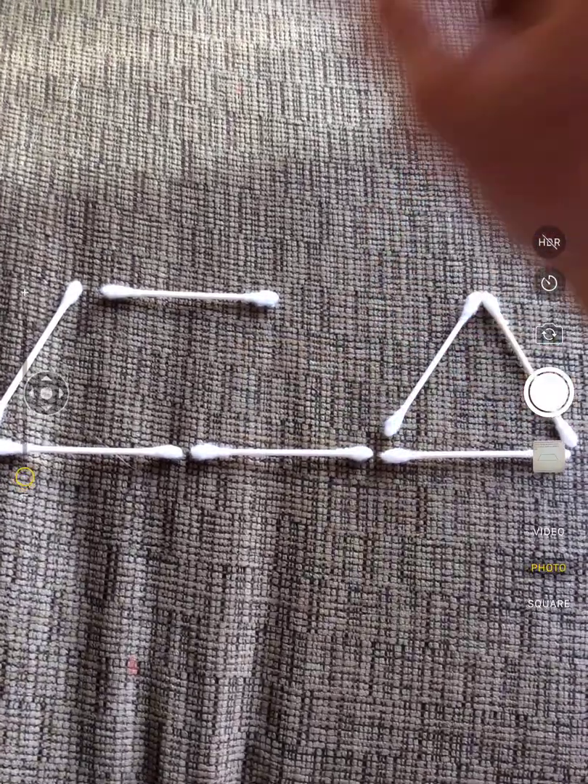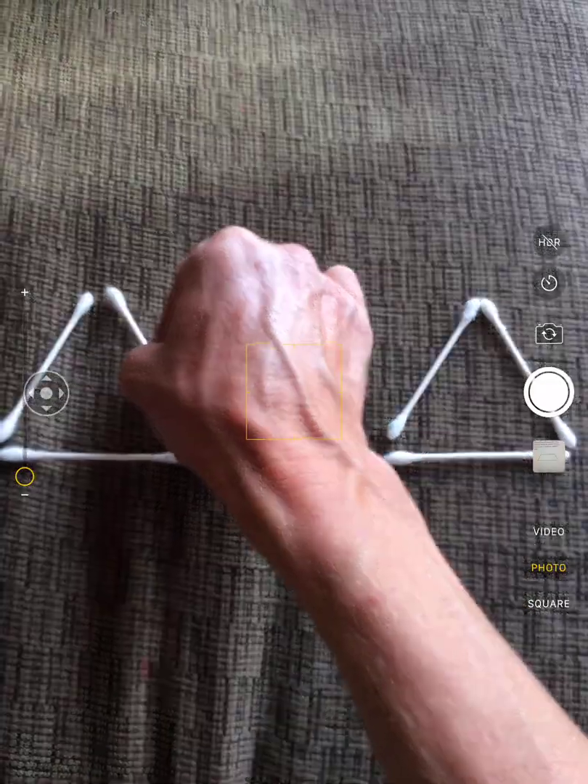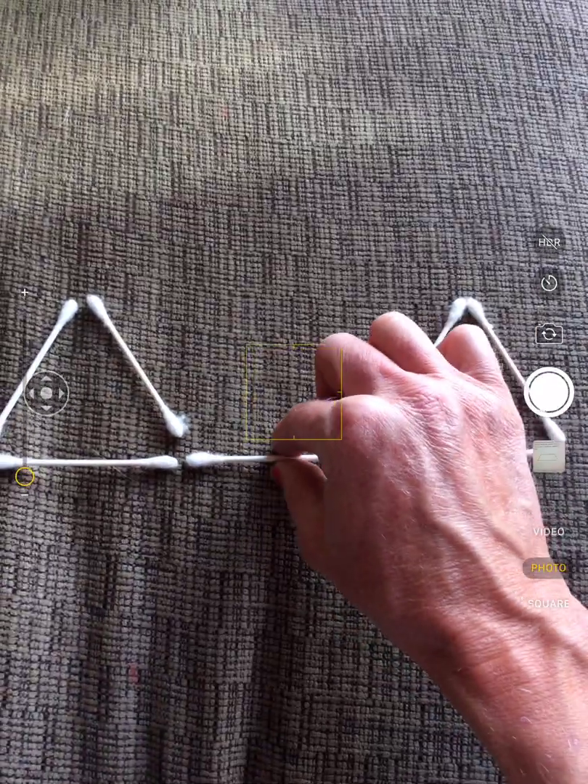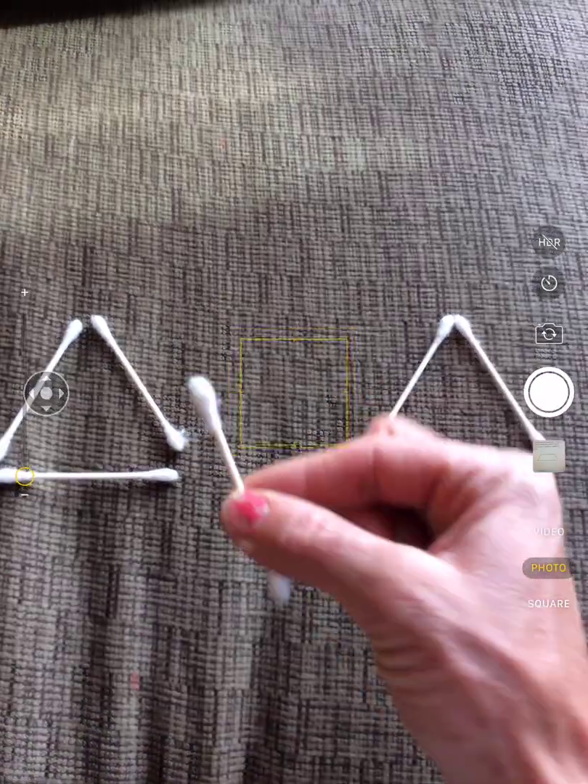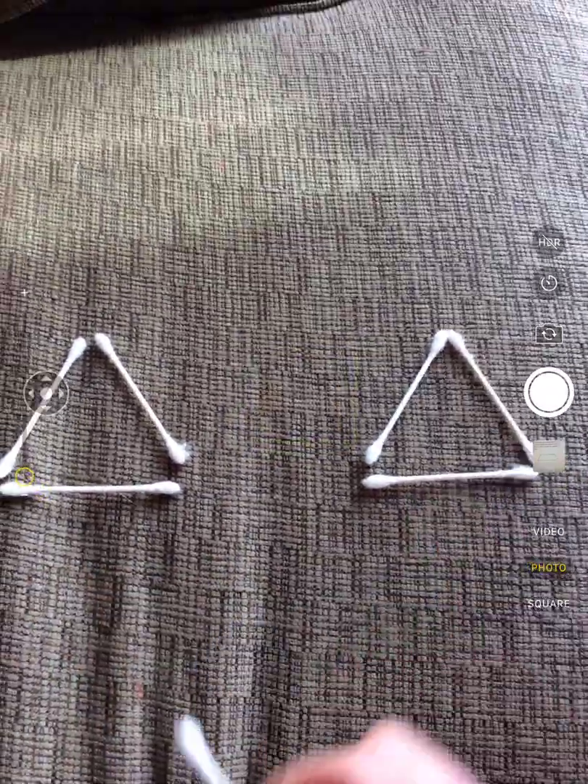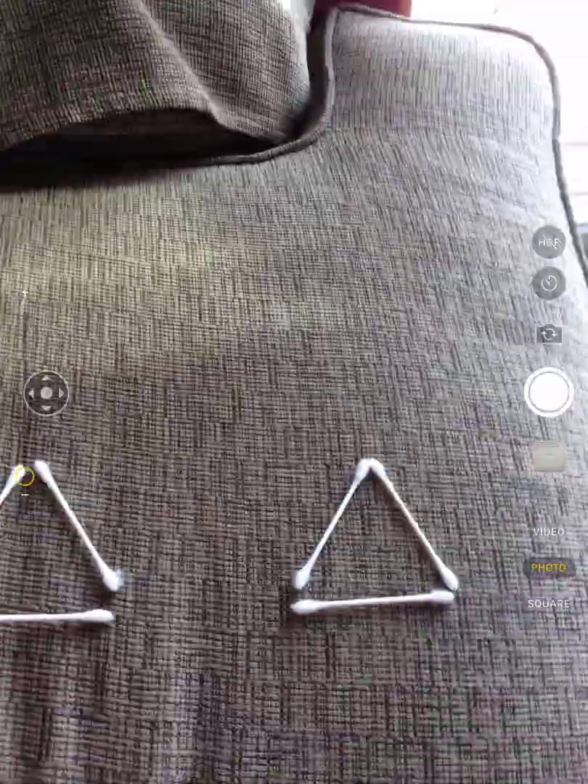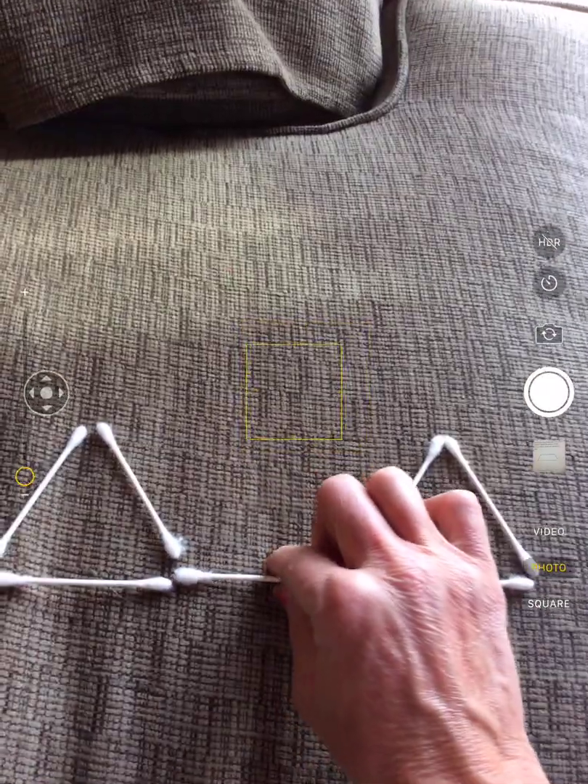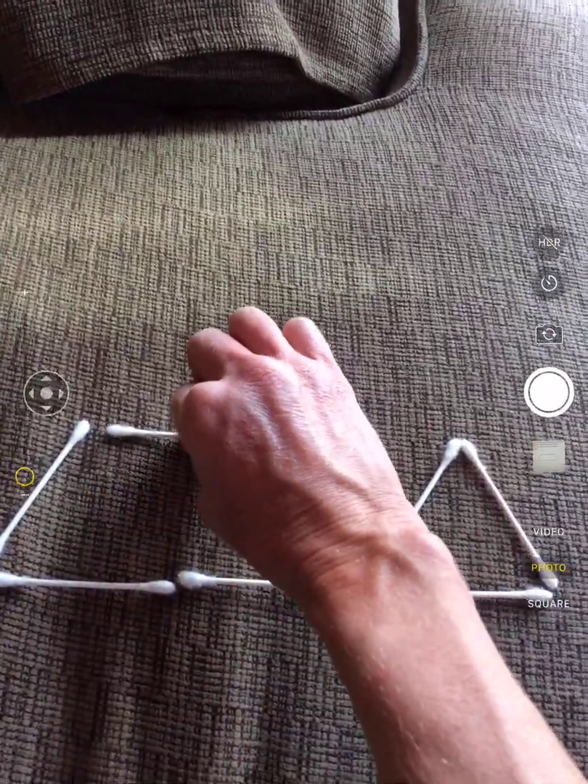1, 2, 3. Maybe I get rid of that one. Now I have 2 equilateral triangles. Cha-ching! No, guys, it's not that easy. You can't just get rid of one of them. Man! Okay, so we have to try something else. Let me put that back here.